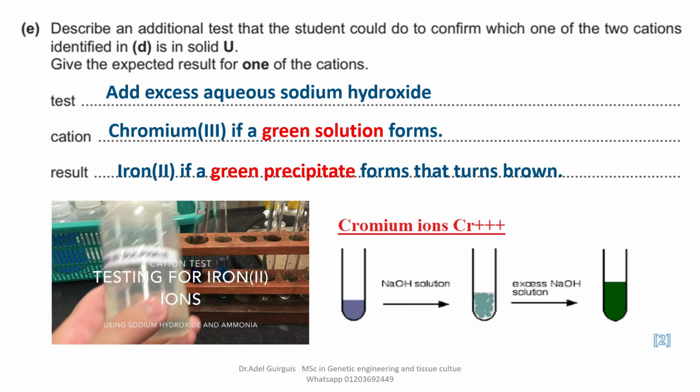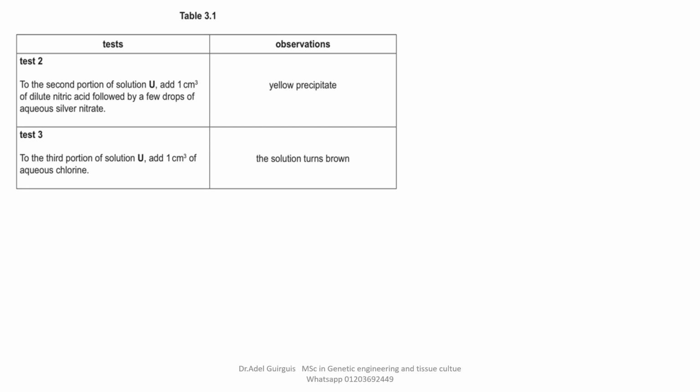Here for cation detection, what about anion? Anion with negative charge to indicate and to know the identity of solid U. Okay, that's for cation. What about for anion? For anion, test 2. To the second portion of solution U, we add 1 cubic centimeter of dilute nitric acid followed by few drops of aqueous silver nitrate. We use silver nitrate to detect the presence of halogens. I mean chloride ion, fluoride, chloride, bromide, iodide. Okay, all of these halides we can check their presence by using acidified aqueous silver nitrate.